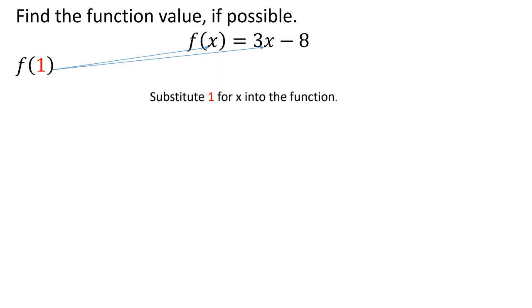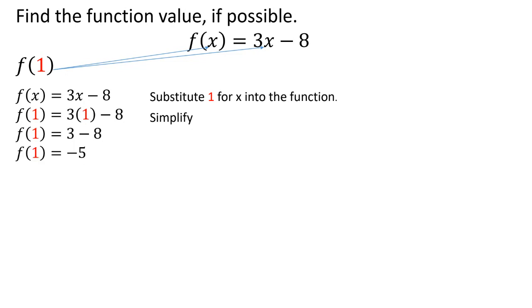What this means is that everywhere that I see x, I'm going to substitute that 1. So let's do this. 3 times 1 minus 8. So 3 times 1 is 3, and 3 minus 8 is a negative 5. So the function value, when I plug in x for 1, the y value is negative 5.